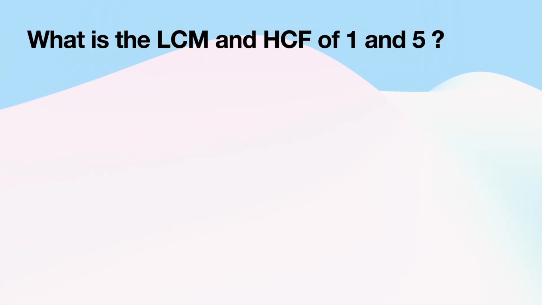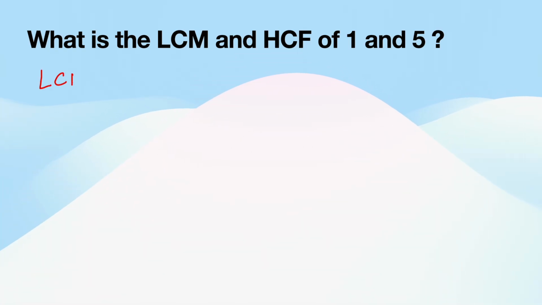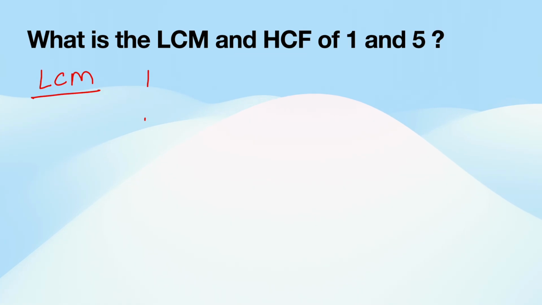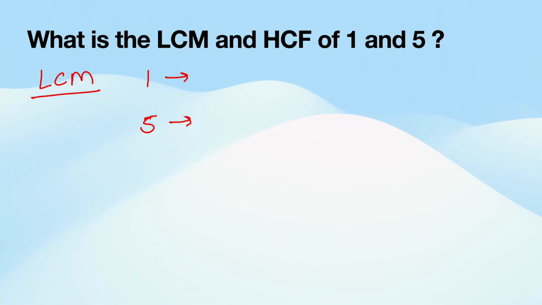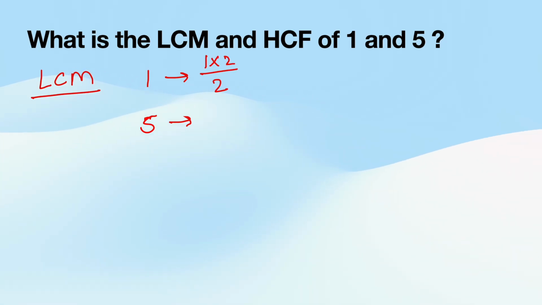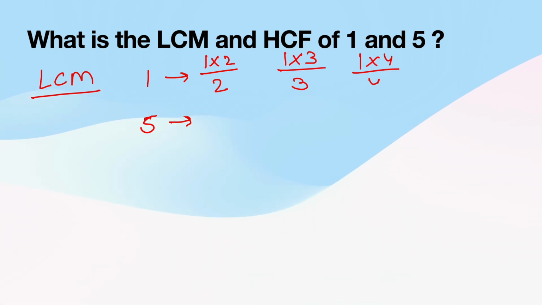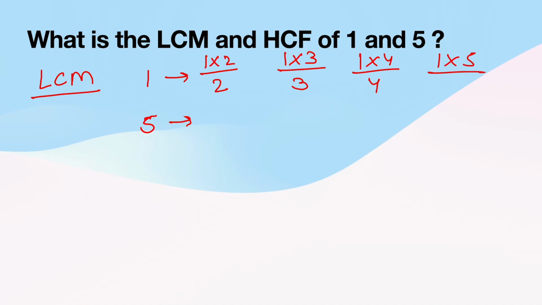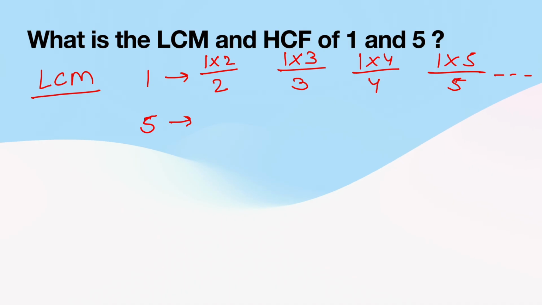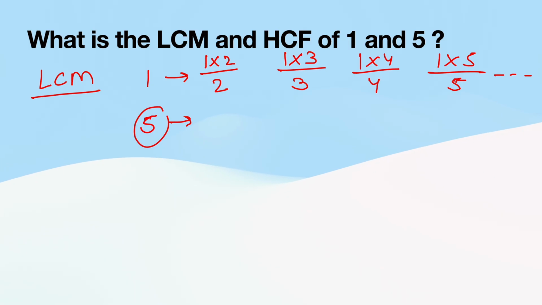Suppose I have to find the LCM and HCF of 1 and 5. How do we find the LCM of 1 and 5? LCM means the common multiple. See the multiples here. The multiples of 1 will be 1, 2, 3, 4, 5 and so on. It will go on increasing like 1, 2, 3, 4, 5, 6, 7 and so on. But when we talk about 5, the first multiple is 5 itself.